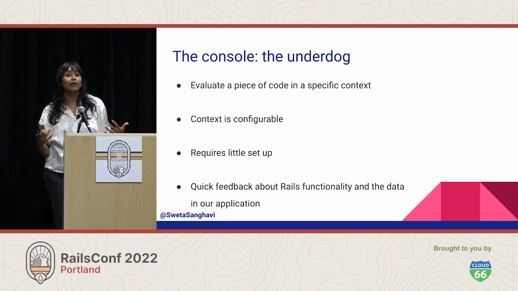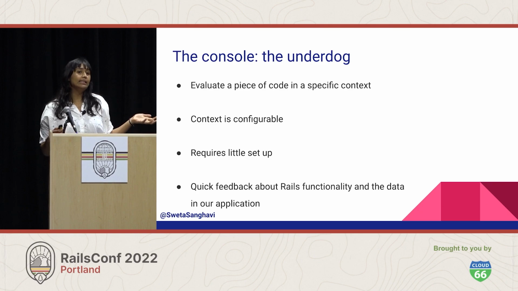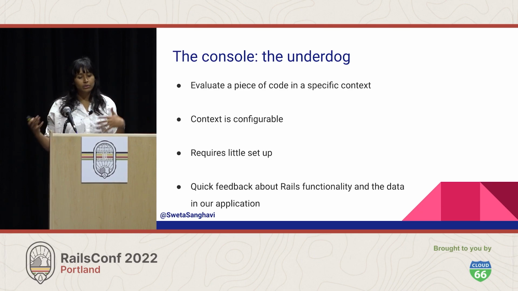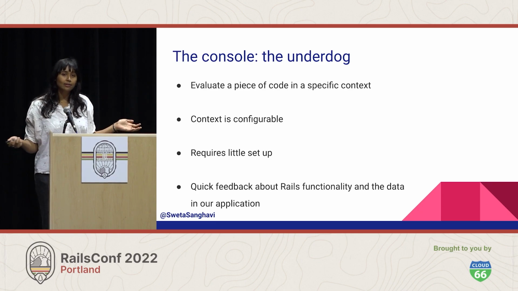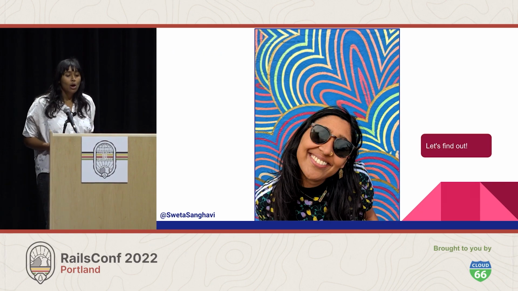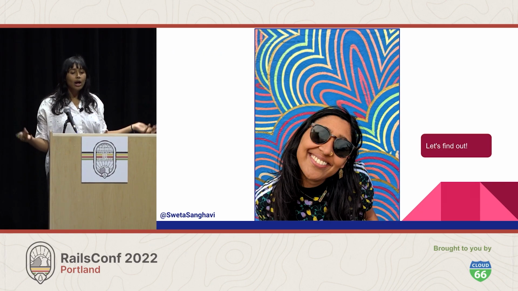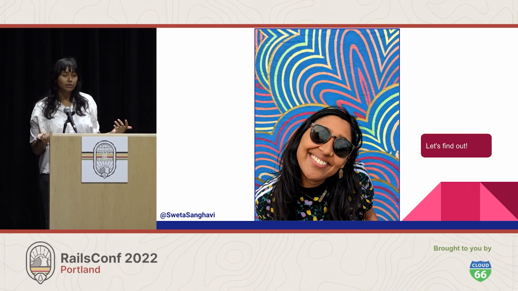It gives us really quick feedback about Rails functionality. We can quickly see human-readable errors when we're trying to do something. And so today, we're going to use the console to learn more about the console. How is it able to do all these great things? Well, let's find out. Underneath the hood, RailsC actually just uses the IRB console.